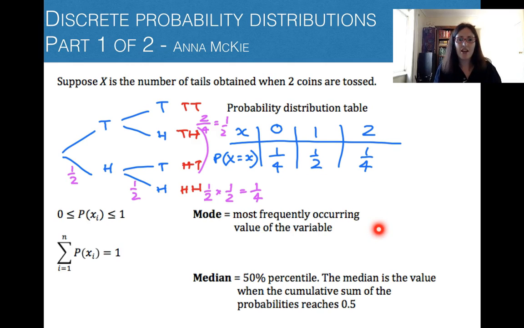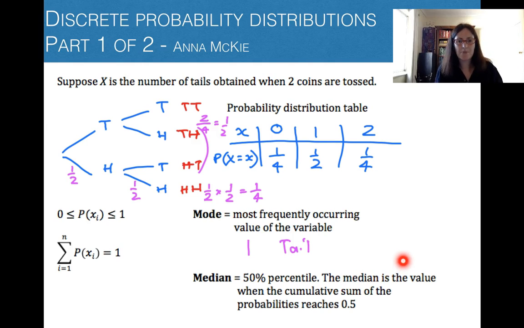Two other things here, mode and median. So the mode, like normal, is the most frequently occurring value of the variable. So which one of these happens the most often? And as you can see, it's 1. So for this question here, we would have 1 tail. That's the mode, because you're most likely to get 1 tail.